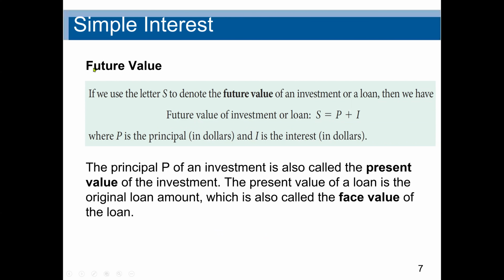So the future value formula, where we represent future value as X, is X equals P, the principal amount, plus I, the interest. The principal P of an investment is also called the present value of the investment. So the future value of the investment or loan is always the present value plus the interest that will be earned at the end of the period. The present value of a loan is the original loan amount, which is also called the face value of the loan.